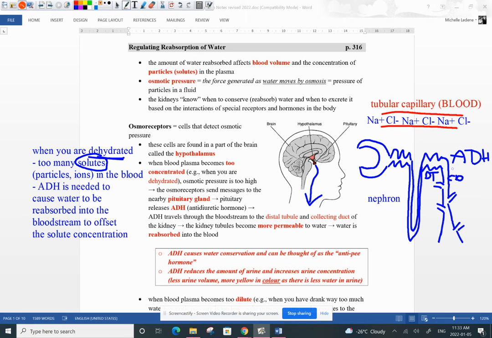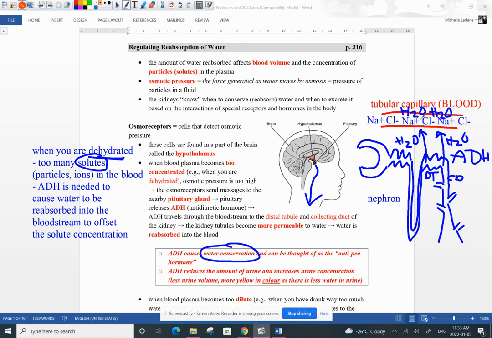And what's it going to do? Well, it's going to cause you to conserve water. Well, that's just another way of saying that the tubules become more permeable to water. So water is going to move out. It's not going to end up in the urine anymore. It's going to go back into your bloodstream to balance out the extra concentration of the sodium and the chloride and all these extra solutes.